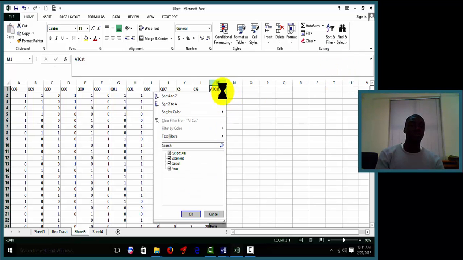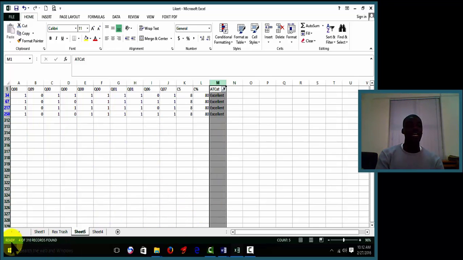If you want to know the number of people that had excellent attitude and beliefs, we just select this one like this. And in actual fact, they are only four. Yes, you can see it down here: four out of the 310 respondents that were assessed were adjudged to have excellent attitude towards epilepsy. That is using the classification that we got from the paper that we were using.